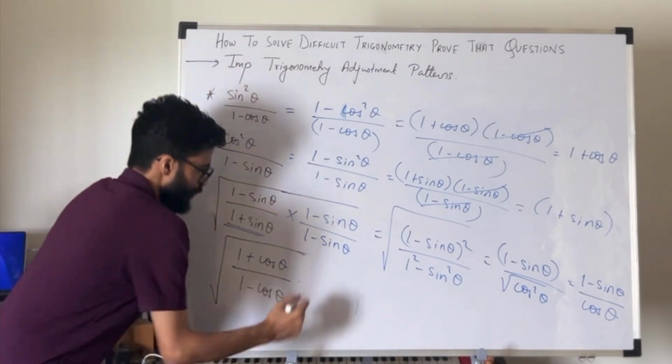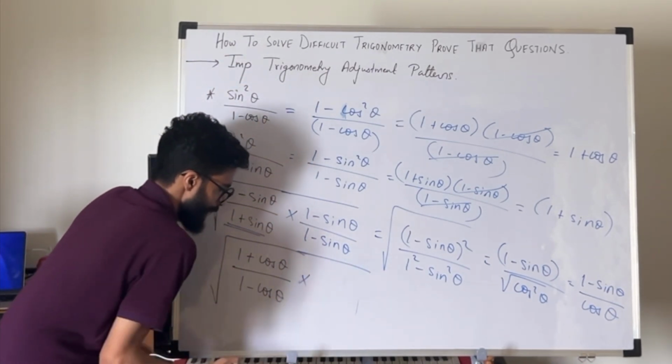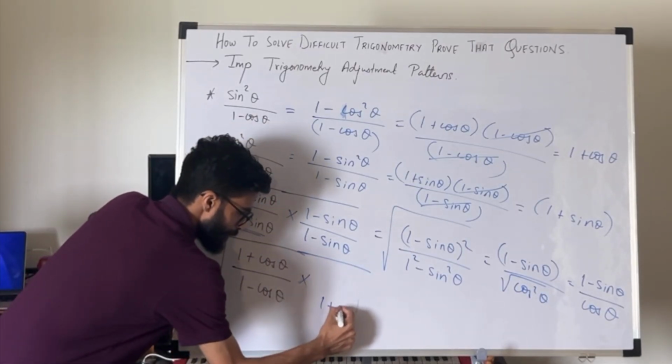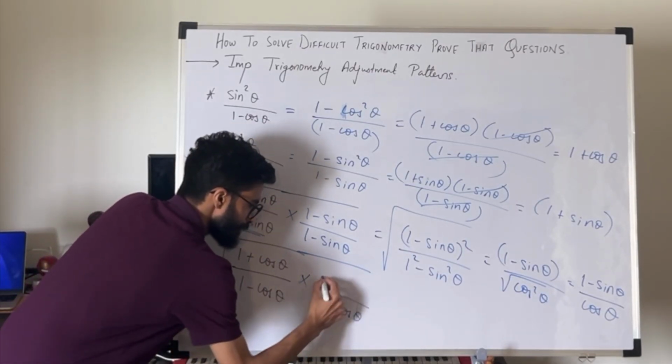Similarly for this, you will just multiply and divide with its conjugate, which is 1 plus cos theta.